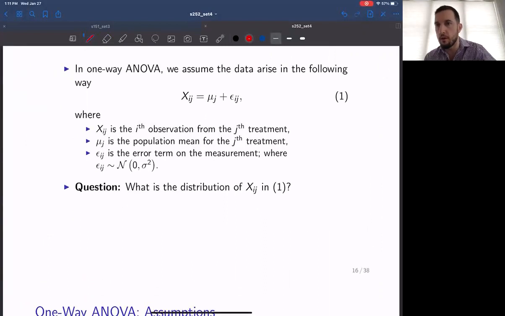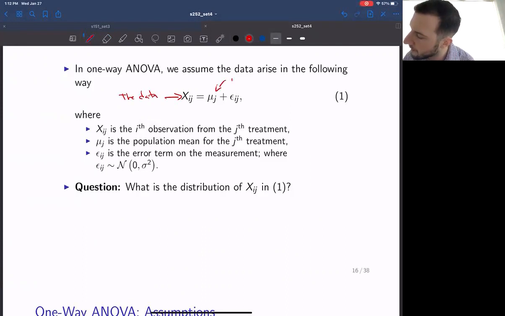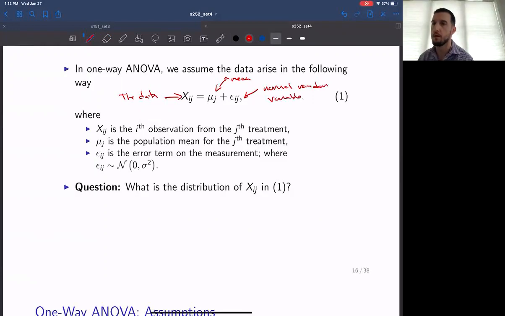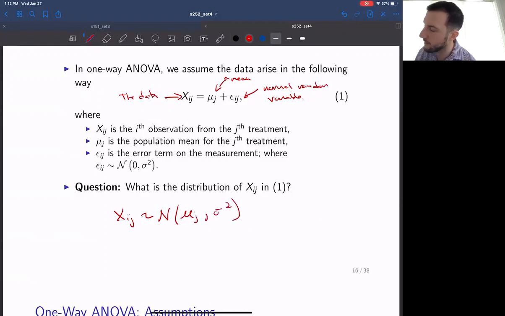Okay, when we are working with the one-way ANOVA, we can express our assumptions about the data through the following formula, which is given in equation 1. So equation 1 is telling us that the data, which is xij here, so just the values that we are working with, is equal to a mean plus a normal random variable. Okay, so in the context of the distributional symbols that we've introduced in lecture set 1, what we are actually saying here is that the data is normally distributed with its own mean and a constant variance.